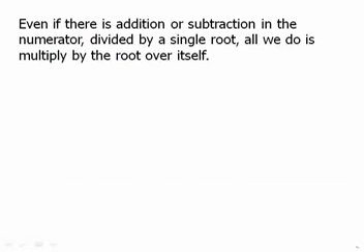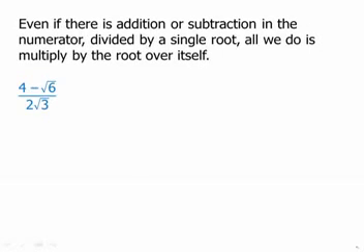Even if there's addition or subtraction in the numerator, divided by a single root, all we have to do is multiply by the root over itself. So for example, if we had something like 4 minus root 6 over 2 root 3, really the only thing that concerns us is that root 3 in the denominator. So I'm going to multiply by root 3 over root 3.